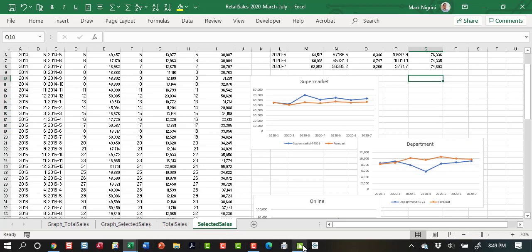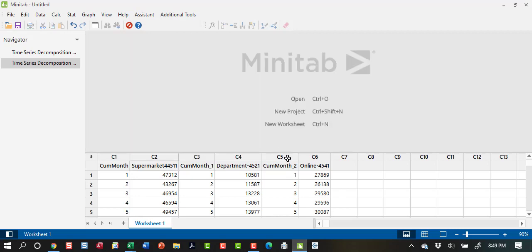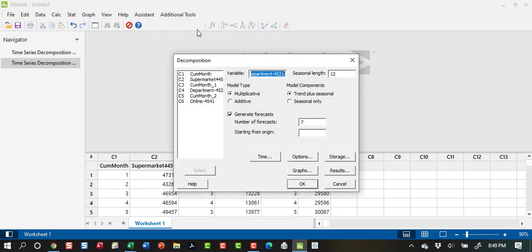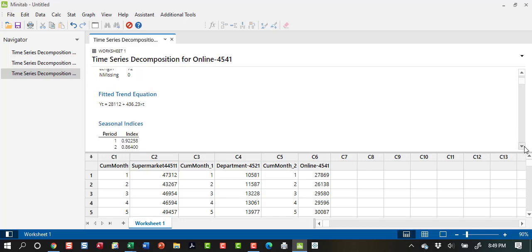Let's have a look at something that is doing extremely well. X this out here. I'm now going to do online: statistics, time series, decomposition, and now we want the online in there. There we go. Still 12, still 7 forecasts. Okay. Online increasing at a monthly average of 436.23 million per month.